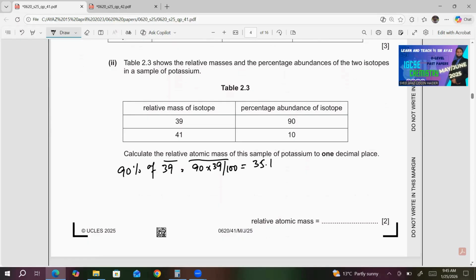And 10% of 41. For this, you need to multiply 10 by 41 and divide by 100. This is so easy. No need to use a calculator. The number is 41, but 10% means 4.1. Now add these two numbers. What you will get? You will get 39.2. This will be the final answer.